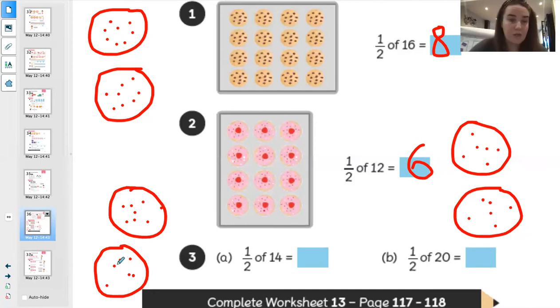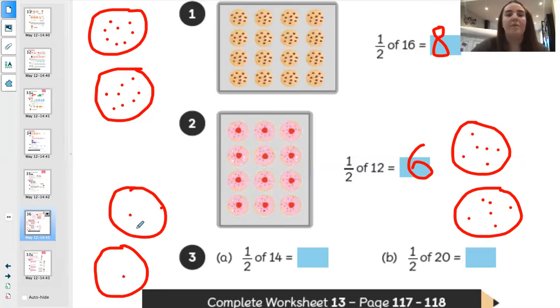Let's check. 1, 2, 3, 4, 5, 6. I've done something wrong there, haven't I? What do you think I did wrong? Right, I better rub it out and try again. So let me rub this out. And let's see it again.